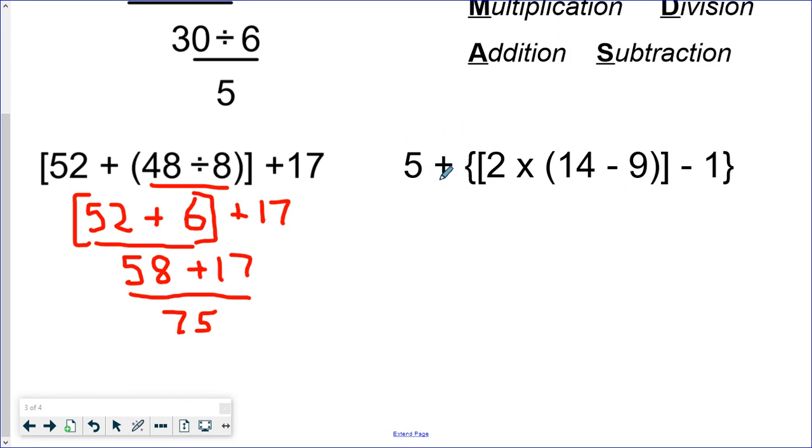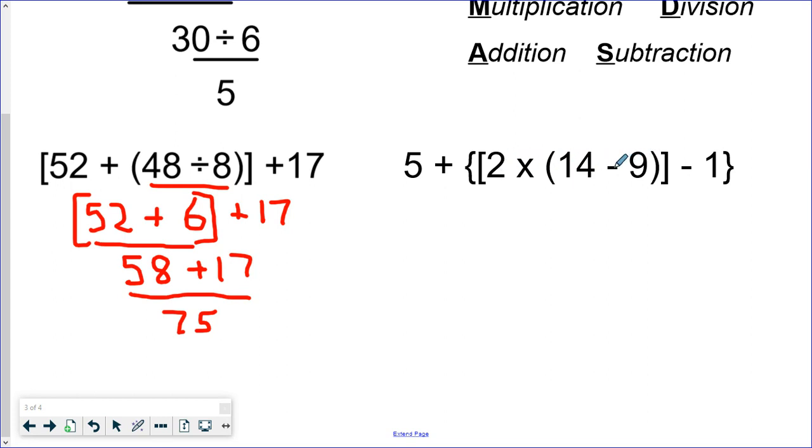So already I know that this plus 5 is going to be the last thing I'm going to do. Now if I look inside the braces, you'll notice that I have a set of brackets here. There's my brackets. You'll notice that there's one thing not inside the brackets, and that's the minus 1. So that tells me that this one is going to be the second to last thing I'm going to do. And now I'm going to focus on just the brackets first.